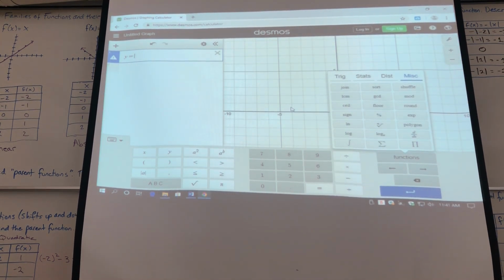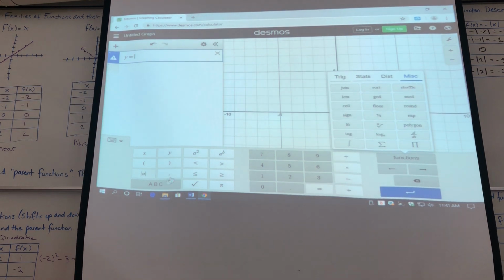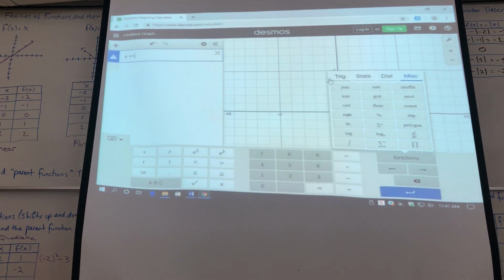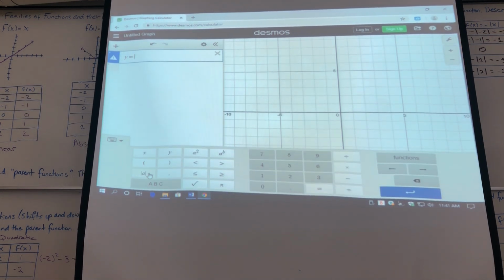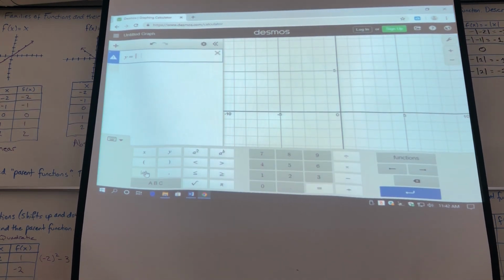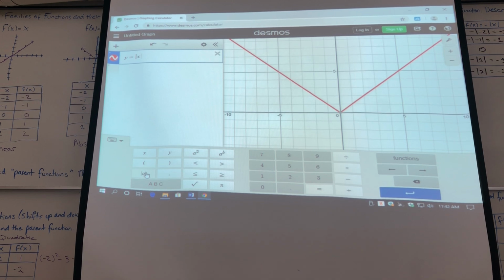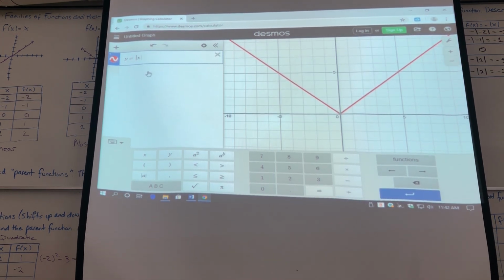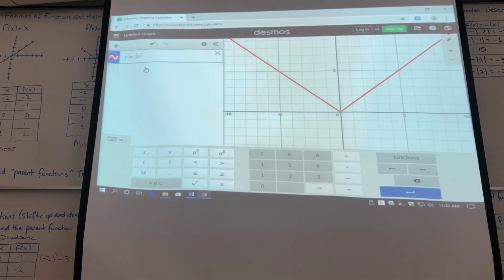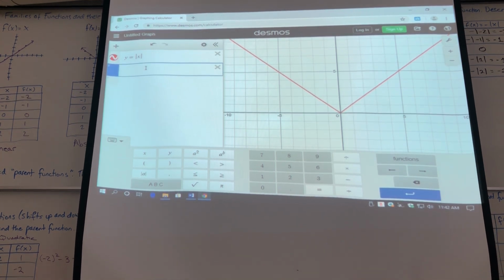Oh wait, I take it back. The absolute value function is there. Sorry guys. I don't need this. Okay. The absolute value function is there. So I'm going to go like this, y equals absolute value, and I'm just going to type in x. And that should look familiar, right? That's our parent function. Now, I can graph more than one thing on here at once.